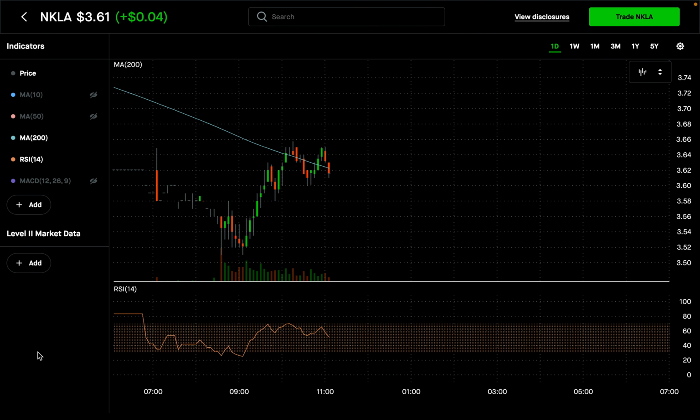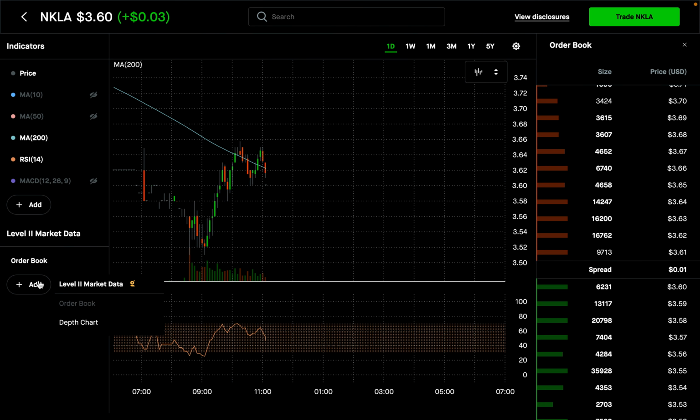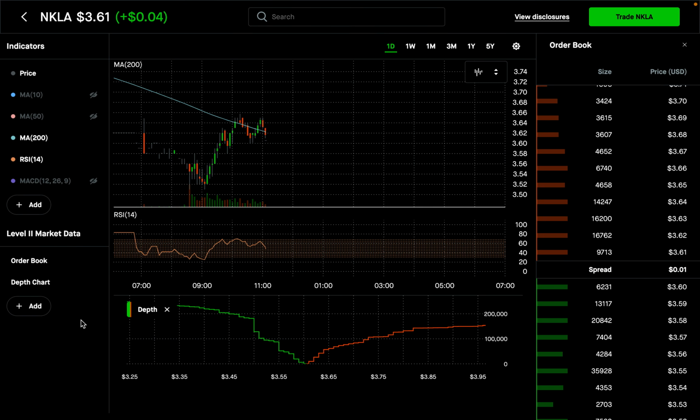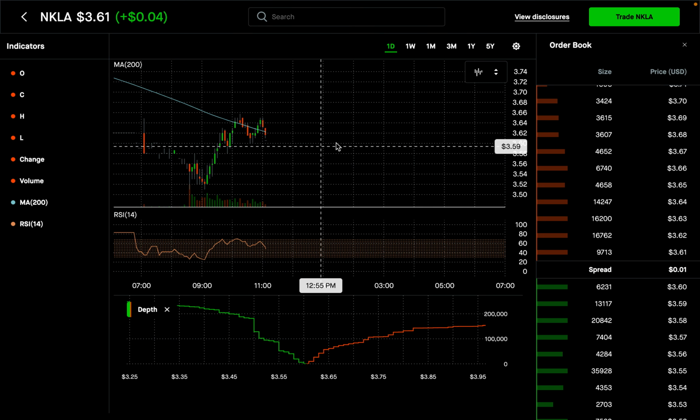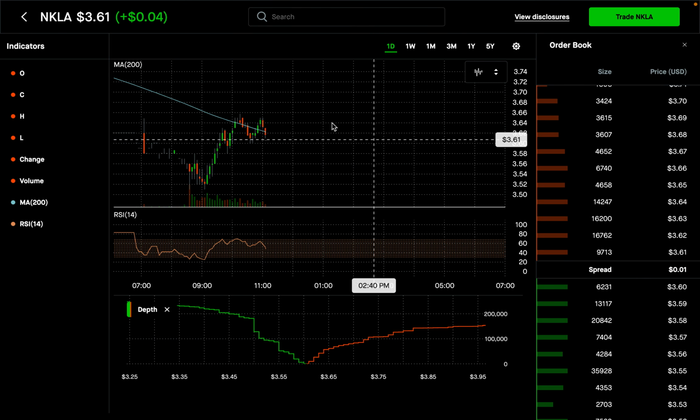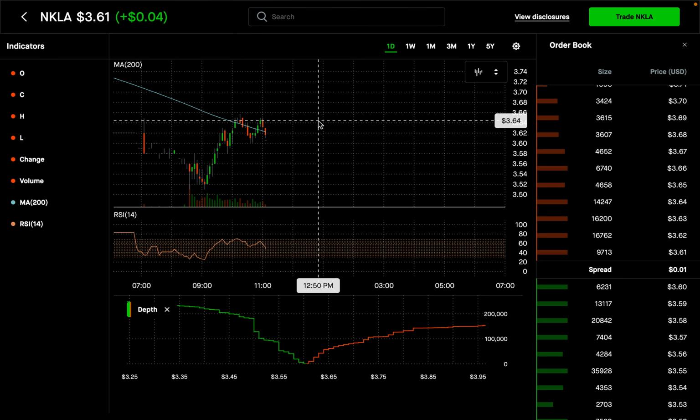So again, what you want to do here then, notice that there's a section that will say level 2 market data. Again, you're only going to see this if you have access to it, and you're only going to have access to it if you have Robinhood Gold. So what you want to do here is click on add, and we're going to add the order book here. And we're also going to add the depth chart right here. Okay, so we can go ahead and add that right there. So again, it's going to look something like this now. Again, we have our chart here where you can do some technical analysis.